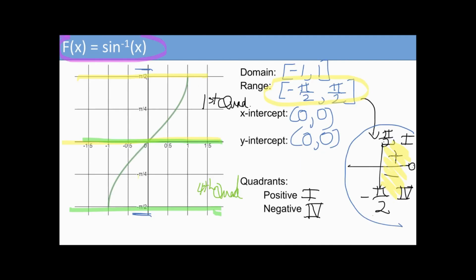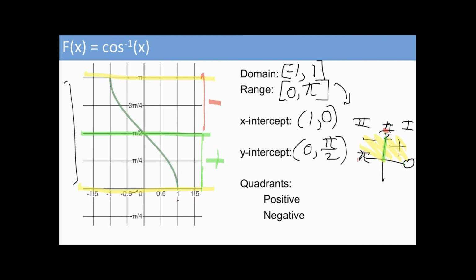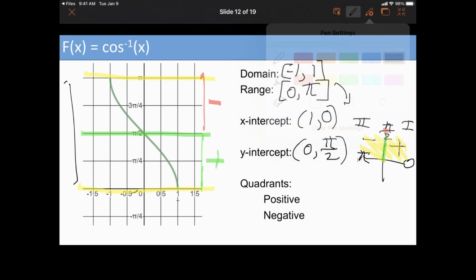So you can see that cosine is different than sine. Sine is first and fourth. Cosine is first and second. So it's positive in the first and negative in the second.